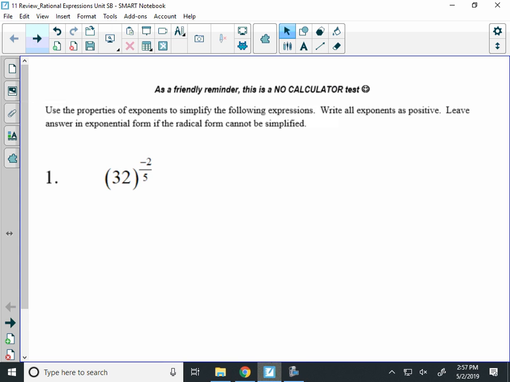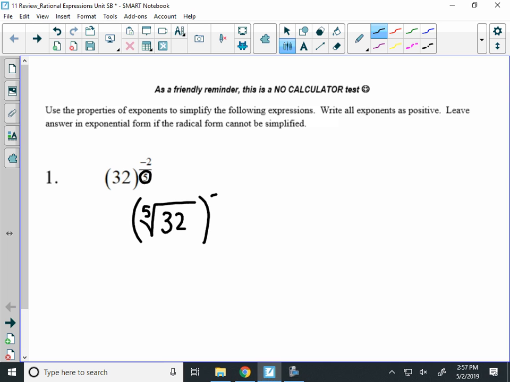Okay, so for the first 7, we're working with exponent rules, rational and fractional exponents and then whole number exponents. When I have a problem like number 1 where I have to simplify 32 to the -2/5, the first thing I want to do is turn this into a root, right? Remember that the 5, the denominator of our exponent, becomes the root that we're taking of 32. So we're taking the 5th root of 32 and then raising that value to the -2nd power.